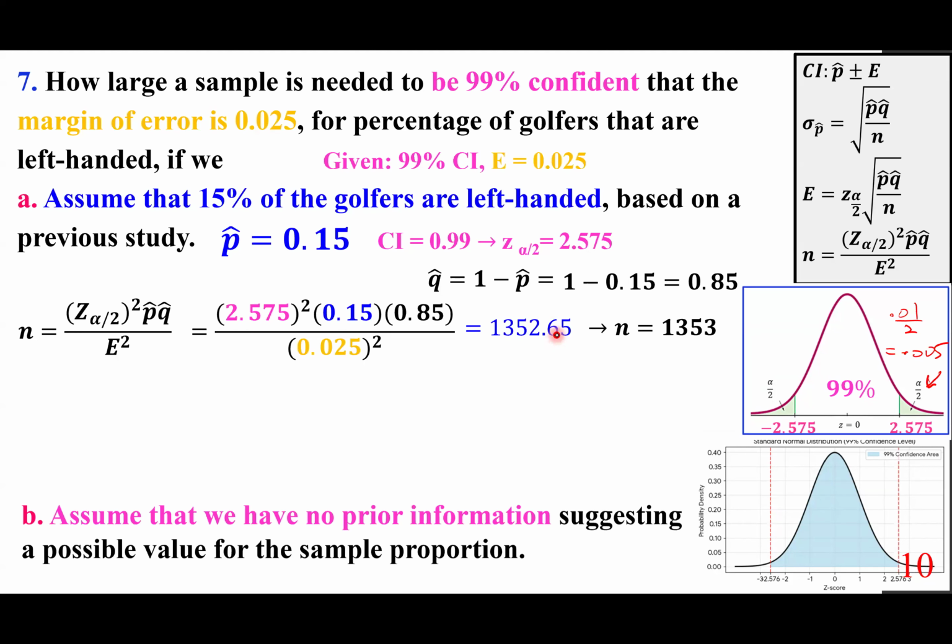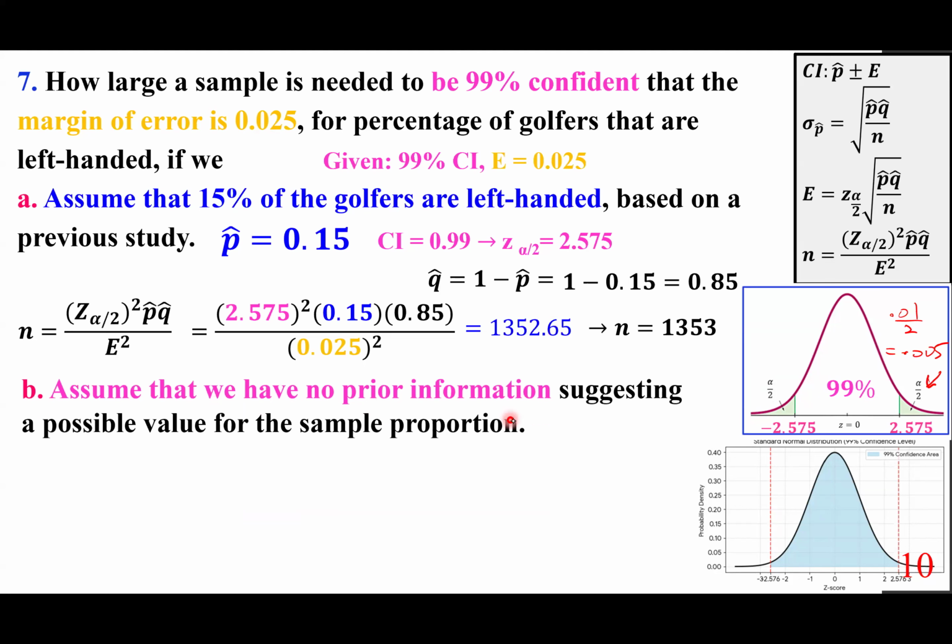Now, assume that we have no prior information suggesting a possible value of the sample proportion. So what happens if we don't know about this 15%, everybody? We assume P hat and Q hat are equal and equal to 0.5, and that is the worst case scenario. The number we come up with definitely is larger than that. If we don't come up with a larger number, we made a mistake somewhere.